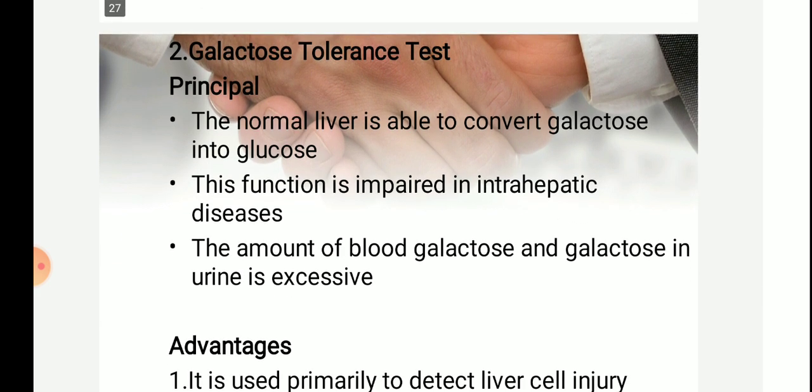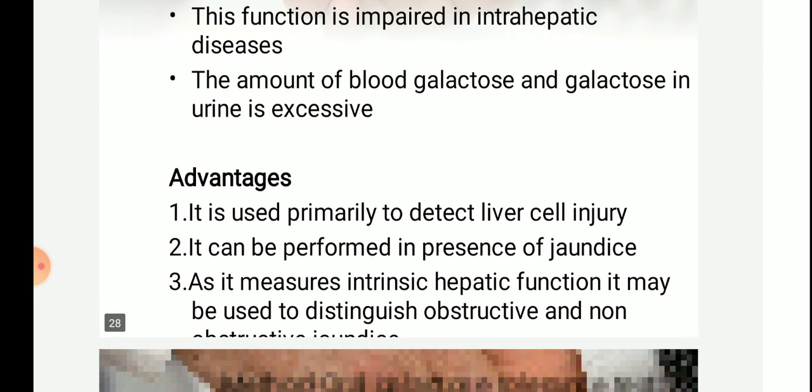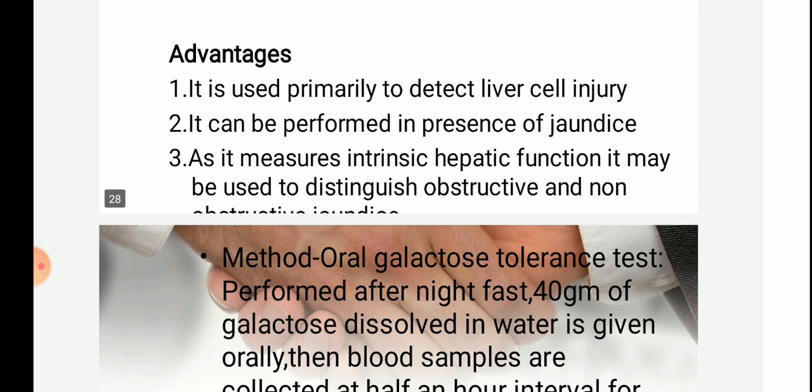So galactose tolerance test. Normal liver is able to convert galactose into glucose. This function is impaired in intrahepatic diseases. So the amount of blood galactose is increased and the amount of galactose excreted in the urine is excessive. Advantages: it is used primarily to detect liver cell injury. It can be performed in presence of jaundice.